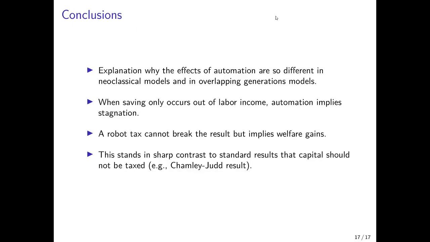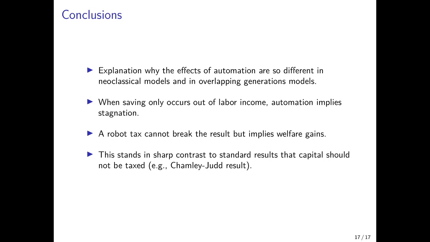So overall, what we were able to show is that there is an explanation for why the effects of automation in the overlapping generations model are so different from the neoclassical growth model and from the Solow model. That is basically because individuals save exclusively out of wage income in the first period of their life. But wage income is reduced by automation, and therefore investment cannot take off, and you cannot come to a situation of perpetual growth that is driven by automation in the overlapping generations framework.